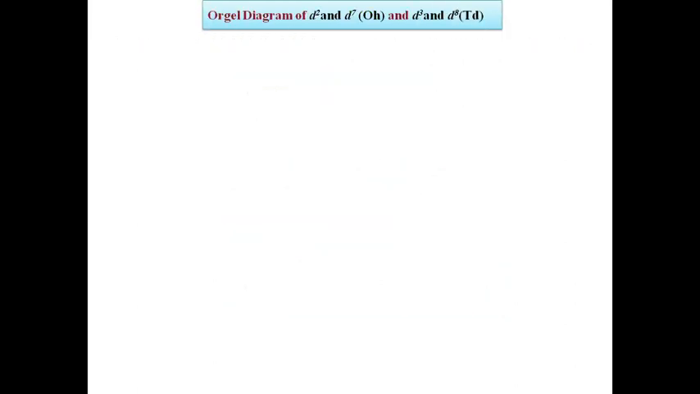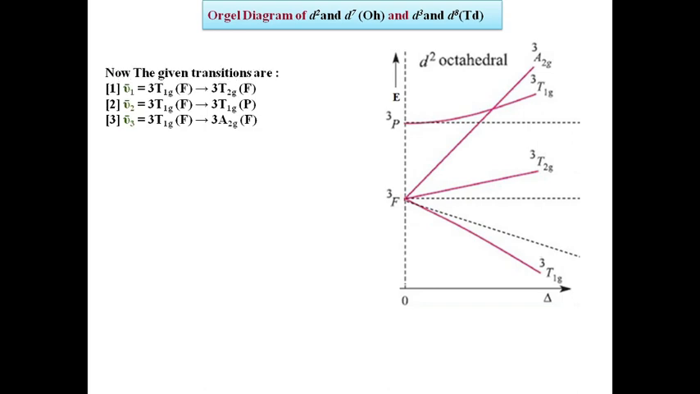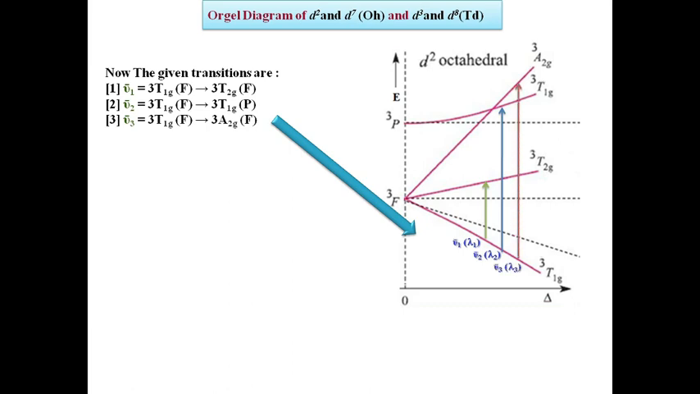How we can represent different electronic transitions for the D2, D7 system in an octahedral field and the D3, D8 system in a tetrahedral field in terms of the Orgel diagram is shown here, where we choose the left hand side part of the standard Orgel diagram. For this electronic system, 3 possible transitions are allowed. Number 1, T1g(F) to T2g(F). Number 2, T1g(F) to T1g(P). And number 3, T1g(F) to A2g(F). Here, T1g(F) is the ground state.